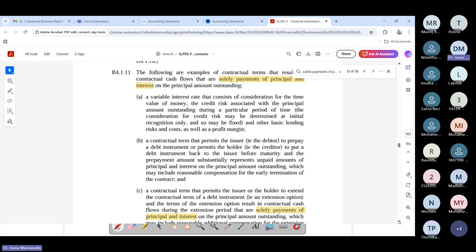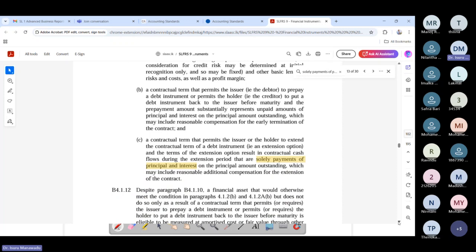Right? Represent the unpaid amounts of principal and interest on the principal amount outstanding, which may include reasonable compensation for the early termination of the contract. Reasonable compensation should be there, right? Because there is a cost. The bank has committed to the customer. Then if the customer is settling early, there should be compensation. There should be early settlement interest, right?